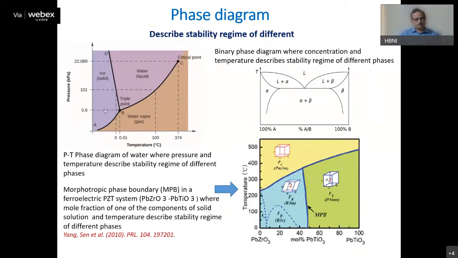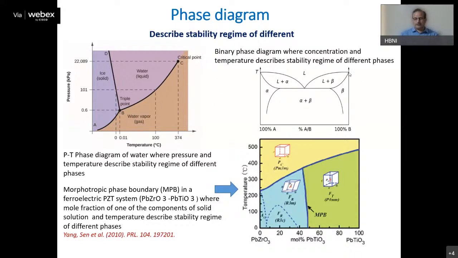So this corresponds to the solid phase, and this phase corresponds to the liquid phase, and this region corresponds to the vapor phase. These lines that you see here, they correspond to the phase coexistence. This is a triple point where all these 3 phases are in equilibrium. And this is a special point called critical point, where the nature of phase transition changes.